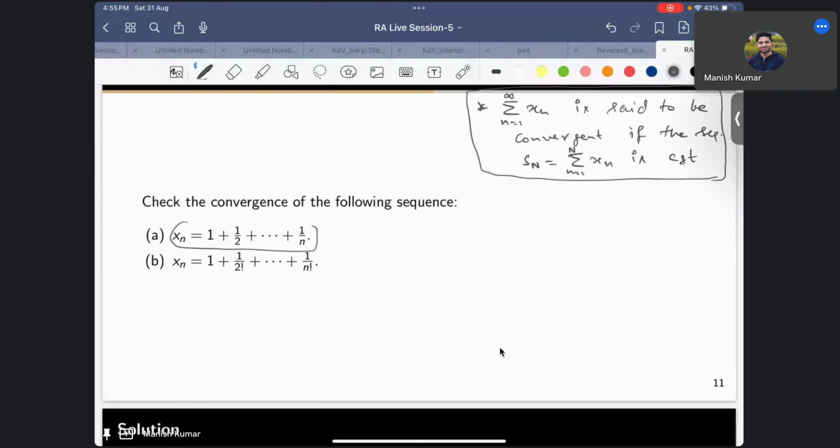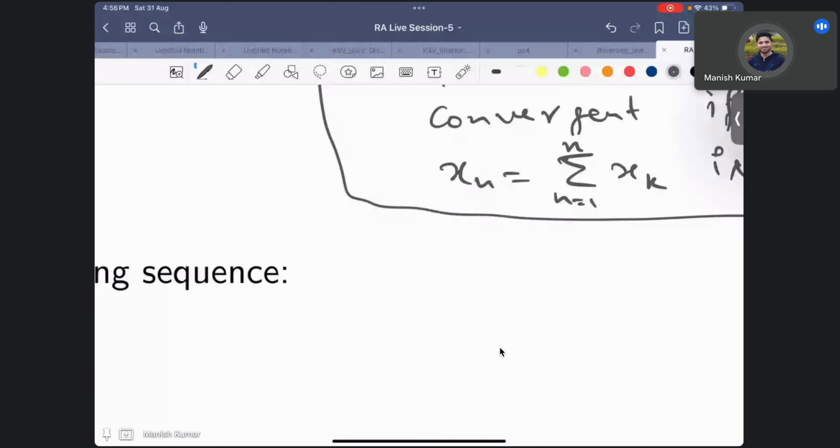Yeah, then I guess it will match to this notation. Okay, so we have this xn, which is nothing but a partial sum. If you look at the first one, this is the partial sum of the series sum from n equal to 1 to infinity of 1 by n, right?